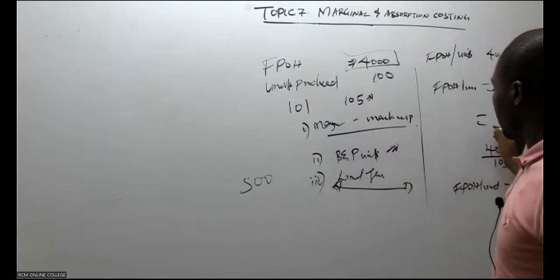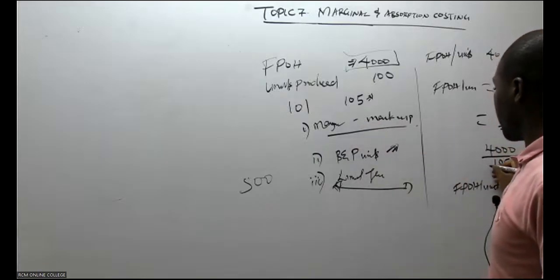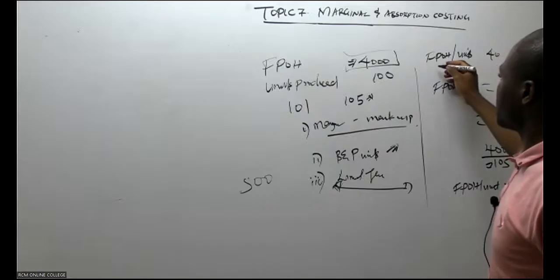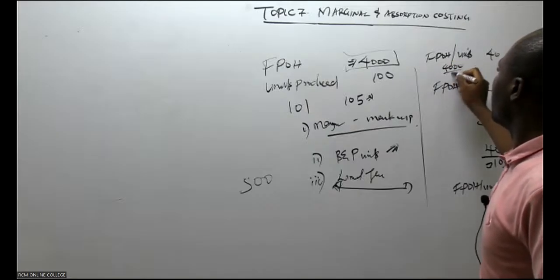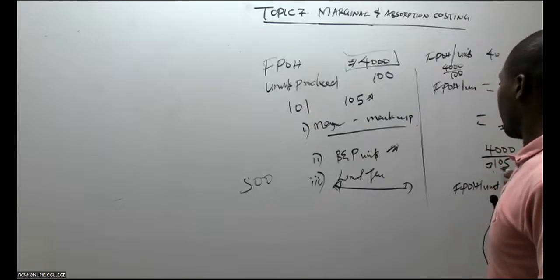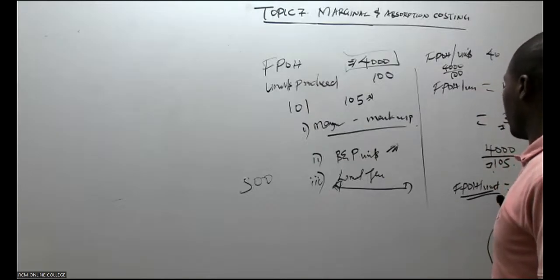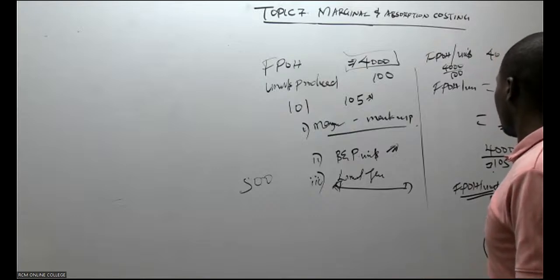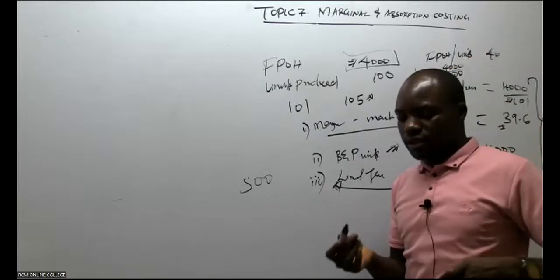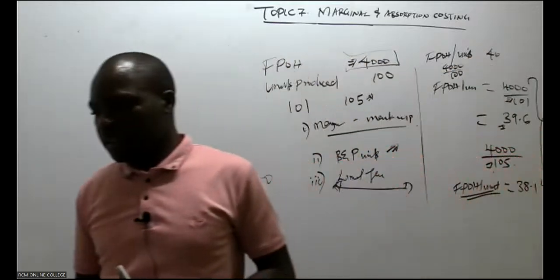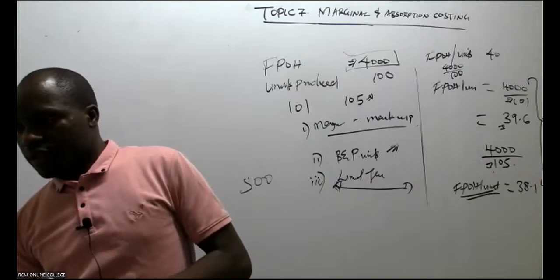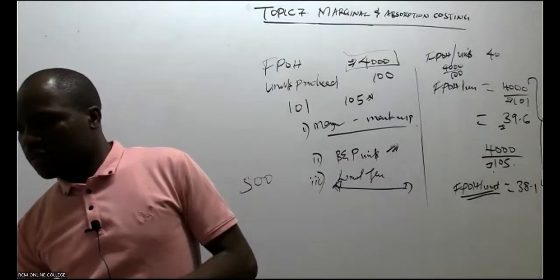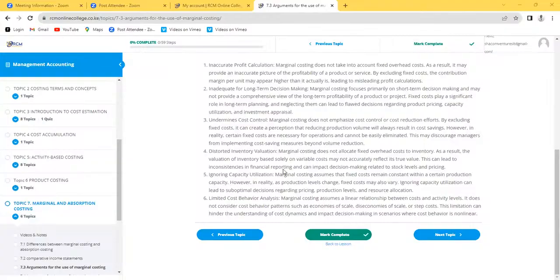That is what we need to understand here. So as the quantity increases from 100 to 105, the fixed production overhead per unit is reducing. And the reduction in that is beneficial to the company because it is helping them to increase their final profit. Then if you move forward, those are some of the arguments for and against marginal costing.